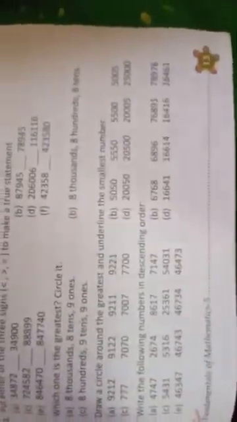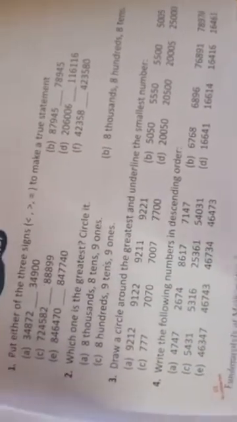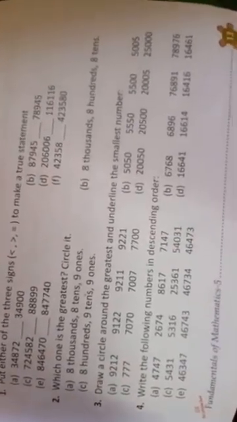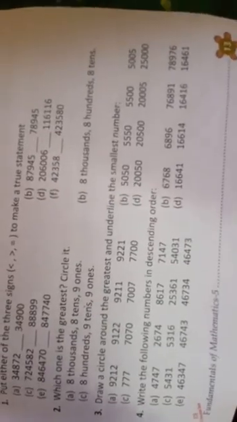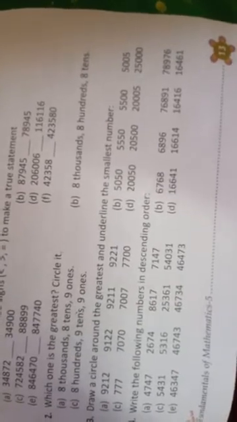Let's take the first question, question number 4a. The first number is 4747, then 2674, then 8617 and 7147. If you write these numbers in a place value chart, it will be easy to find out.